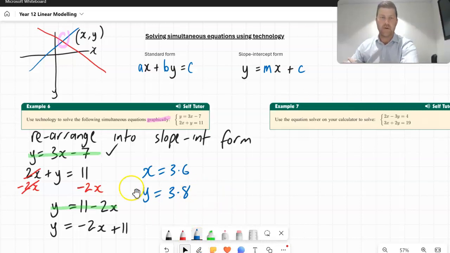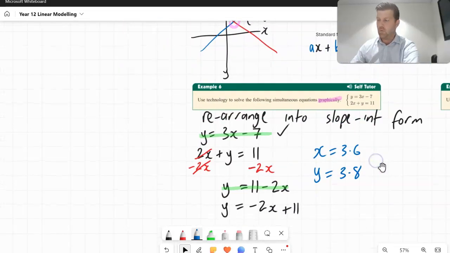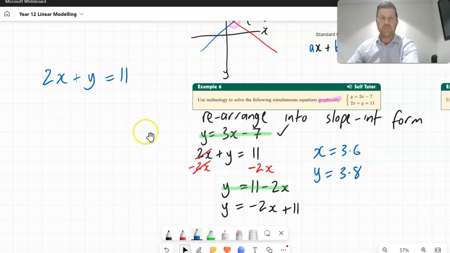Okay, so once they're in that slope-intercept form where y is the subject, I can put them into the graphics calculator in that graph function, draw the line, find the point of intersection, and that's my solution. Now, I showed you how to rearrange a pretty simple equation there, 2x plus y equals 11. It's pretty straightforward because there's really only one step.